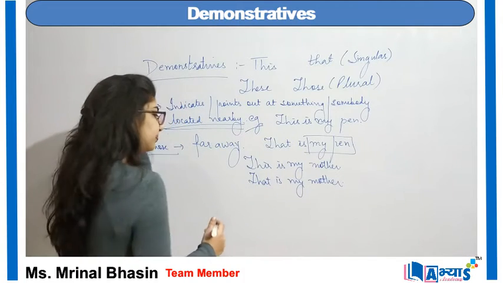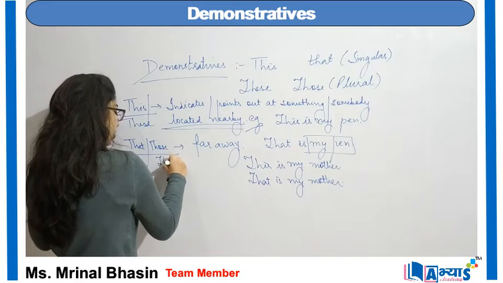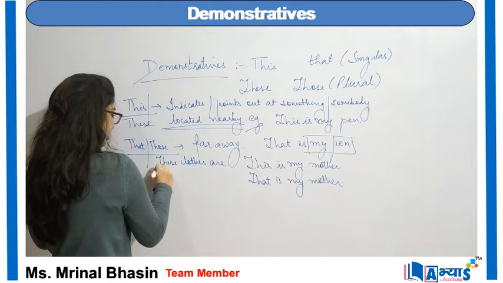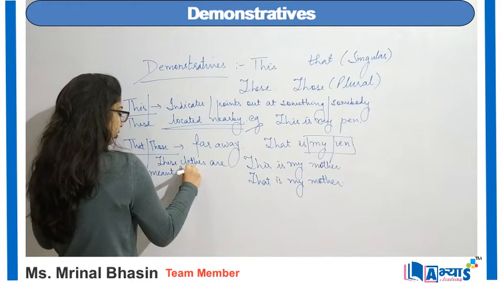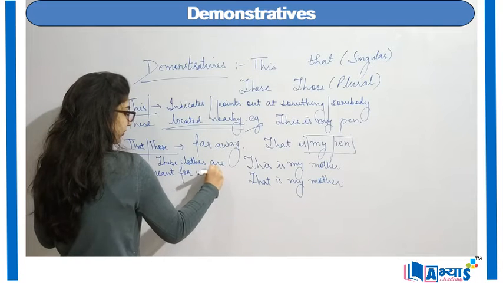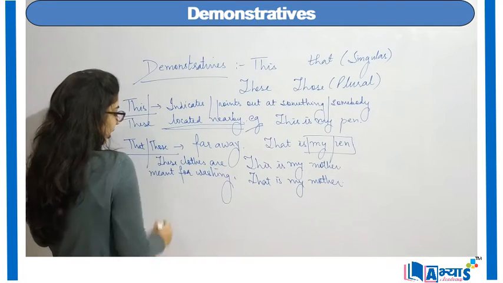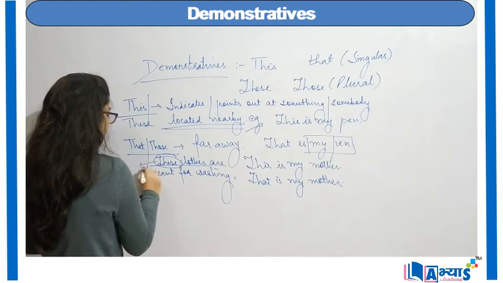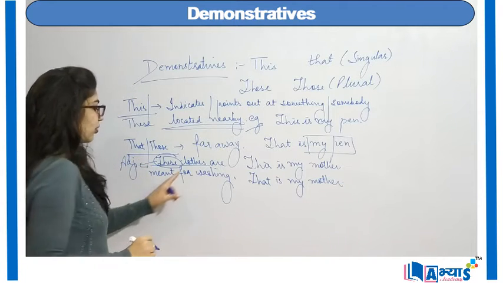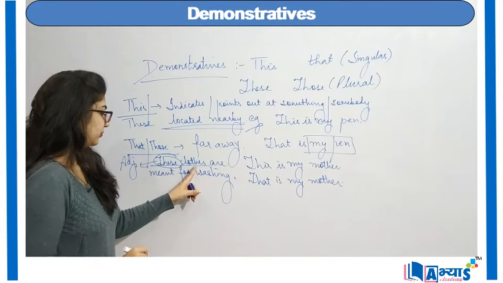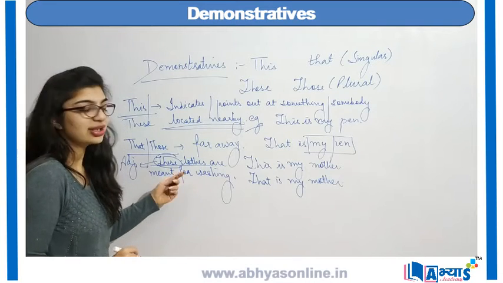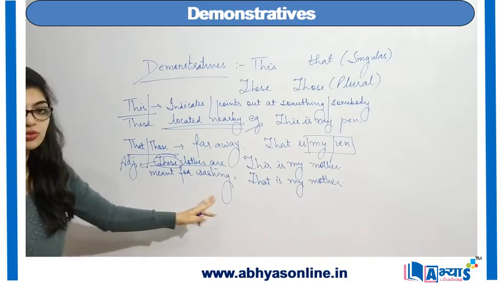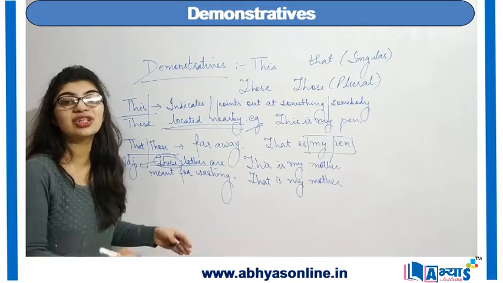Or I can say, these clothes are meant for washing. Here I am saying these clothes, right? Again over here, these is actually my adjective, because whenever we are using noun after the demonstrative, then that demonstrative becomes the adjective. Here these clothes are meant for washing. I am referring to the clothes which are just nearby.